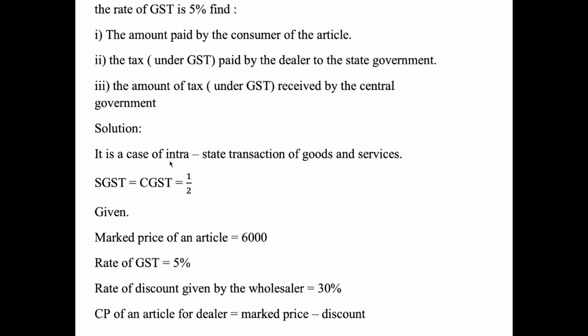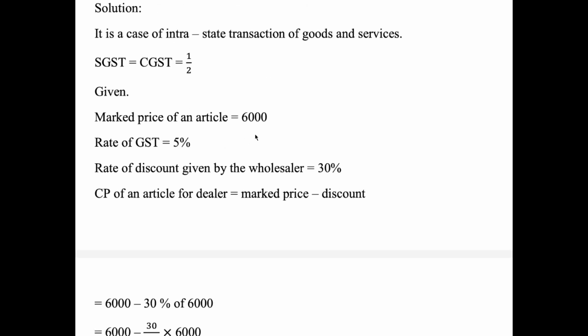See, it is a case of interstate transaction of goods and services. So SGST is equal to CGST is equal to 50%, that is half will go to the central government and half will go to the state government. Here the marked price of the article is 6,000. So rate of GST 5%.